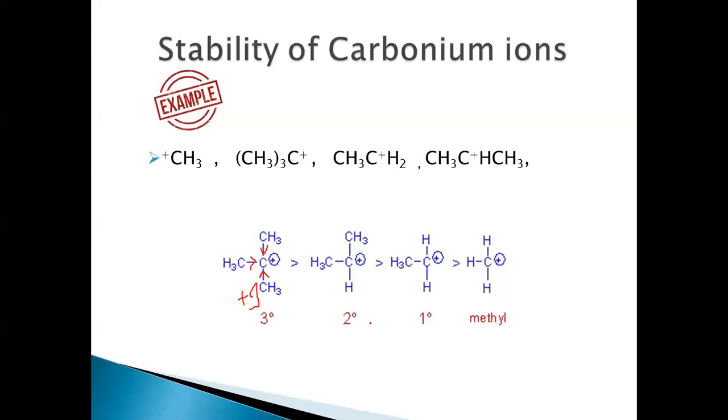But in the second species, the secondary, there are only 2 alkyl groups to share this positive charge, the plus I effect groups. The positive charge here is shared by only 2 methyl groups. So this is less stable when compared to the tertiary. Then comes primary. There is only 1 group here to share this positive charge. Then comes methyl. So a tertiary carbocation is more stable than secondary, which in turn is more stable than primary, and then comes methyl in the order of the stability of these carbocations.